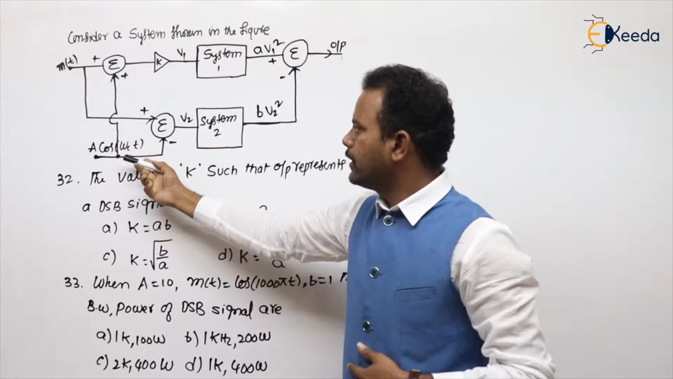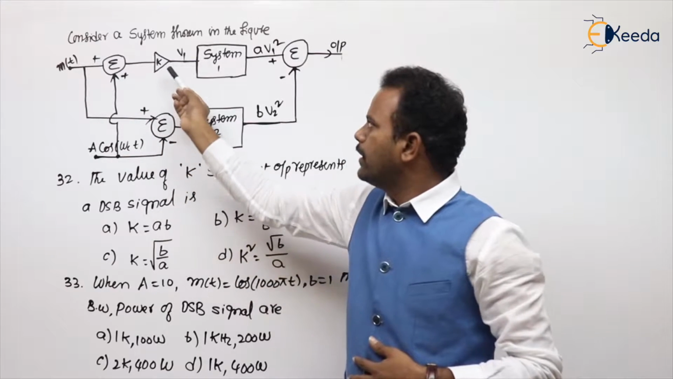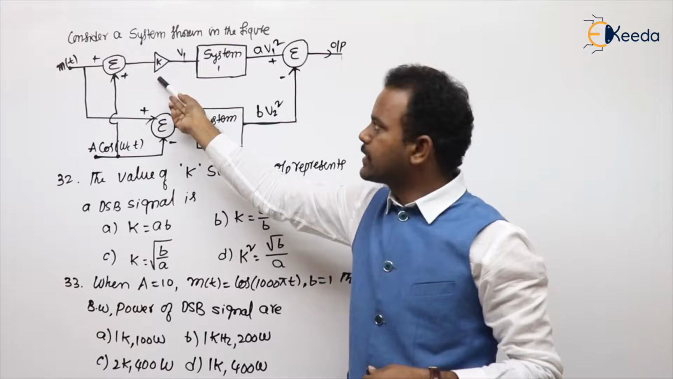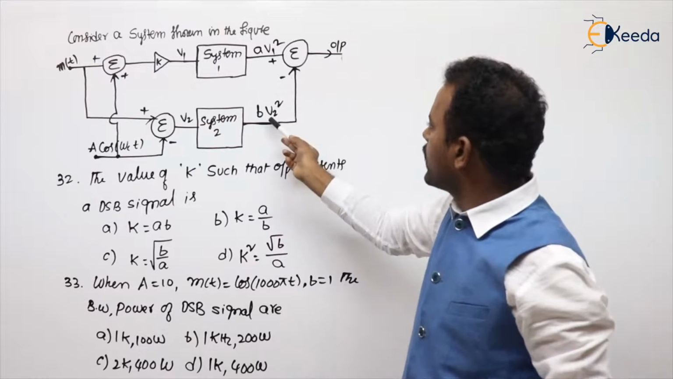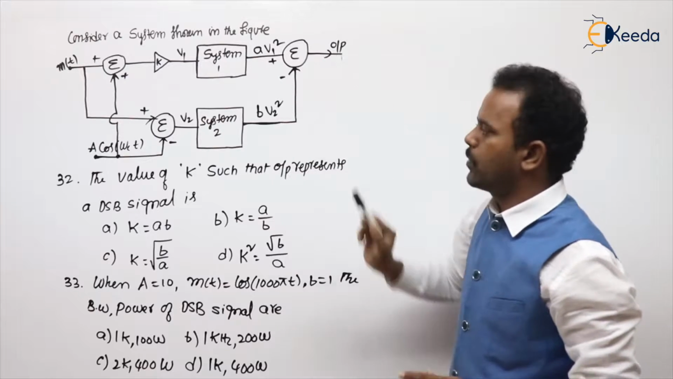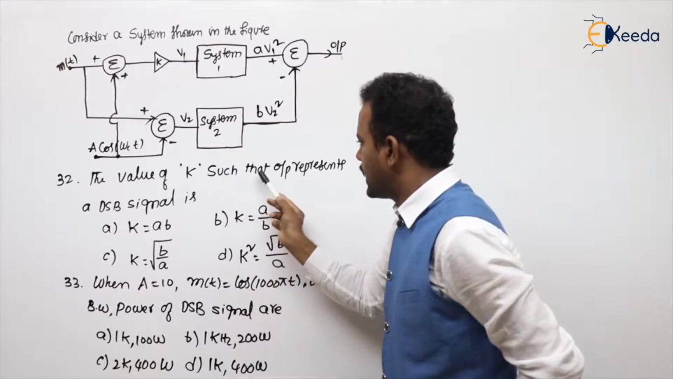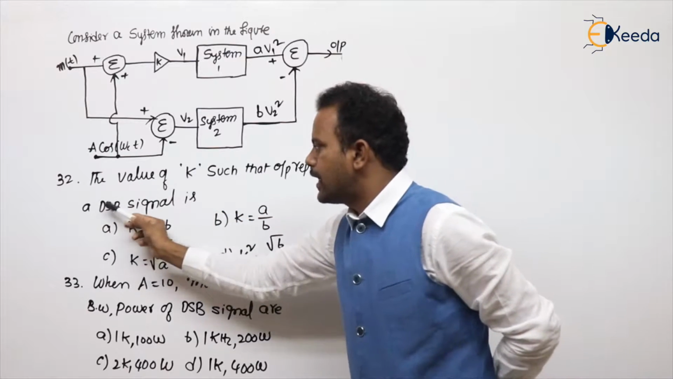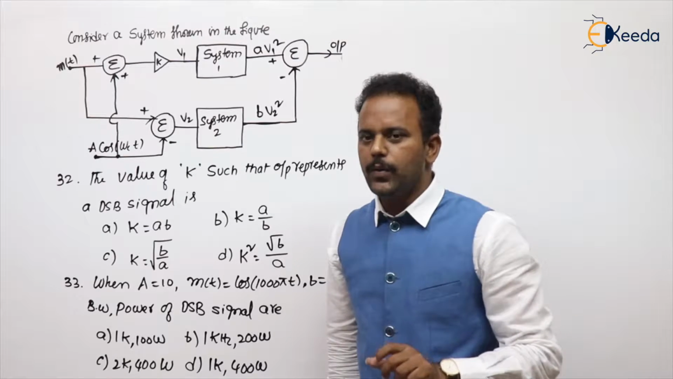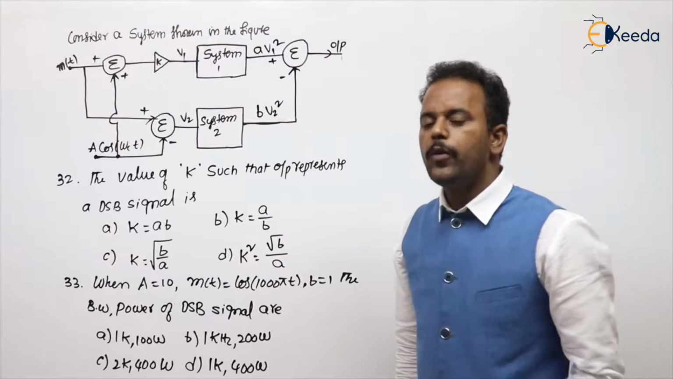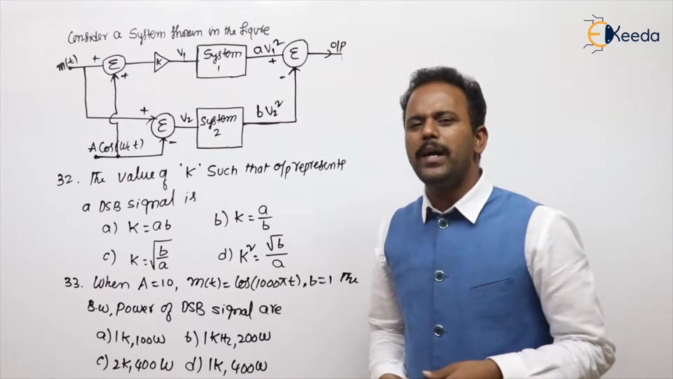Given m of t and A cos omega ct, there are two summers and a multiplier. You can feel system 1 and system 2 as V1 and V2 squared, A V1 square and B V2 square, with a minus at the output. The first question: find the value of K such that the output represents a DSB-SC signal. So the output should be a DSB.